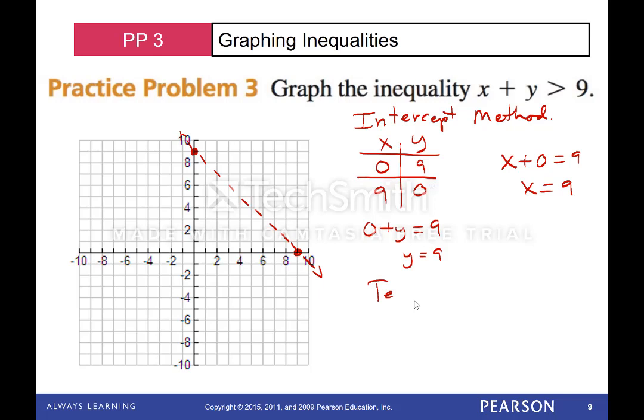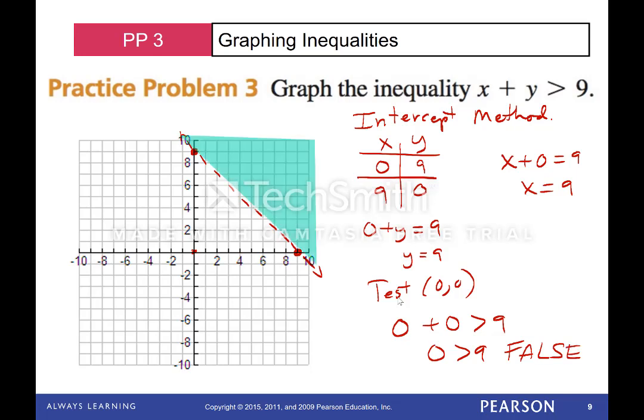So let's go with test point (0, 0). And again, the whole right-hand side is going to go away because it'll be 0 plus 0. If you want to write down all the work for it, that's fine, but that's really what you're testing. So is 0 greater than 9? I don't think so. That's a false statement. It does not fit the inequality, so what we're going to do is shade the area that does not have the dot. So there it is.